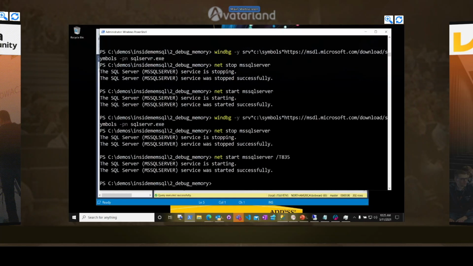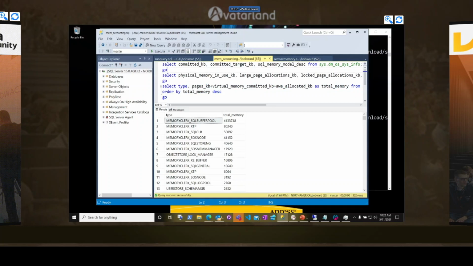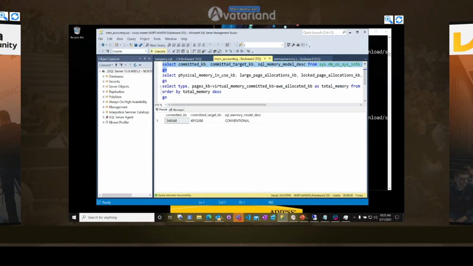Now let's go back and run some queries. I'm using the conventional memory model. Notice here's my ceiling, and I'm using a low amount of memory. Now, what does it look like for locked? This is where it's interesting. We're still using locked pages at a very small level, because if the privilege is set and we're still using conventional, we can still use some locked pages for fixed memory in SQL, not the buffer pool though.